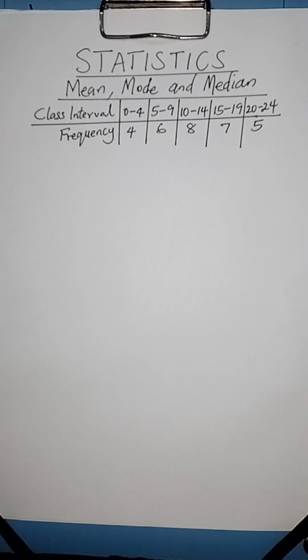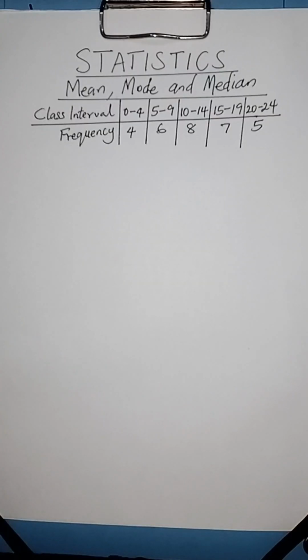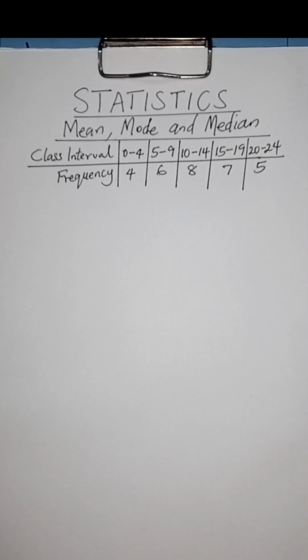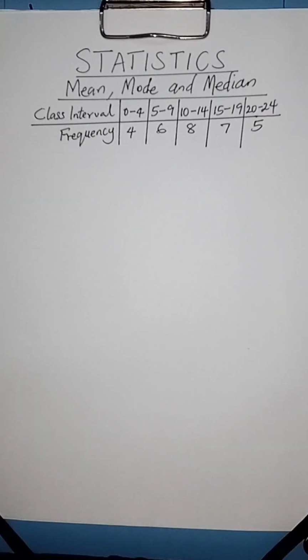Now let's come back to the question. We have the class interval and the frequency. Now this is an example of grouped data, and we have to find the mean, mode, and median. So what do we do? Well, it's not difficult, just that it's a little bit complex, unlike ungrouped data. The first thing we're going to do is to get the midpoint or mid value of what you have there in the class interval.